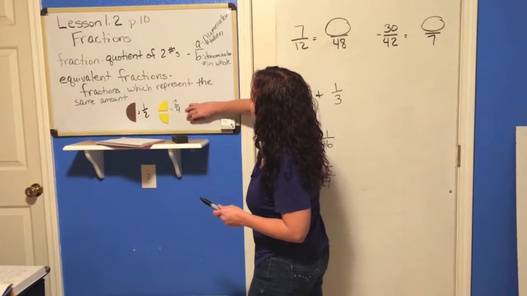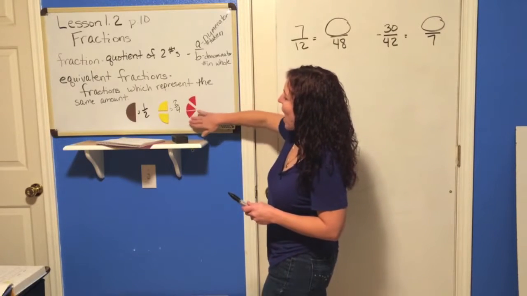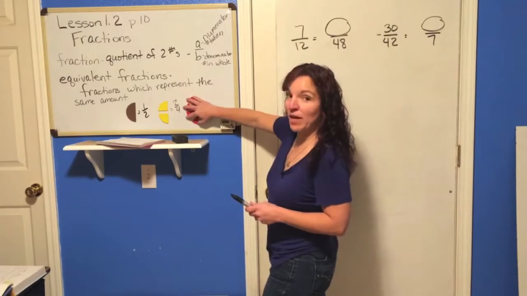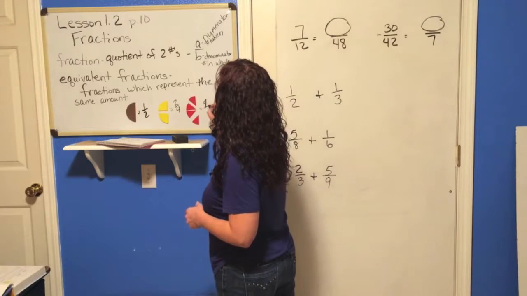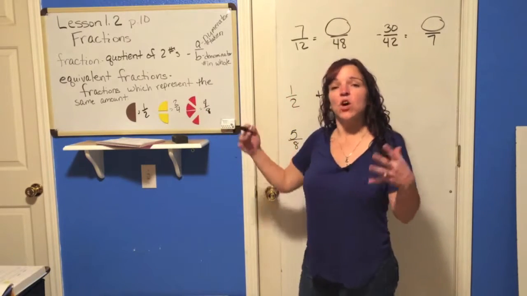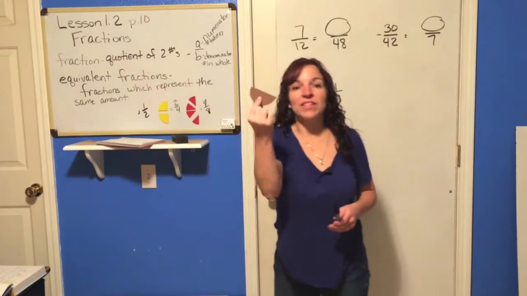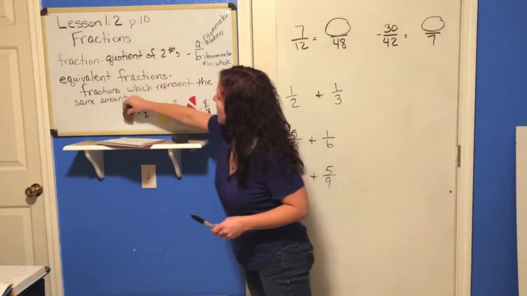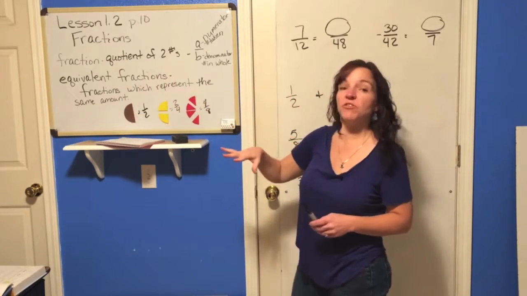And this one has been divided into 4 pieces. In the whole, if we were to add all of the pieces up to make a whole, there are 8 in the whole. So that would be 4/8. So 1/2 and 2/4 and 4/8 are all fractions that represent the exact same amount, the same piece of the puzzle, the same piece of the shape. So 1/2 and 2/4 and 4/8 are all equivalent fractions.